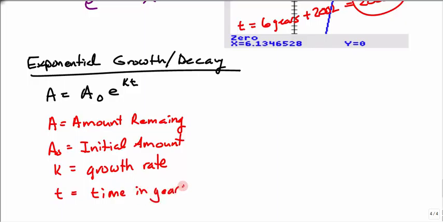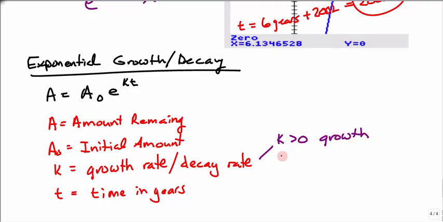Now the variable that represents growth or decay is K. So this is either growth rate or decay rate. Now, how do we decide which is which? If K is greater than 0 or positive, we're growing. If K is less than 0, it's decaying. So again, it's really important that we look at those particular values.